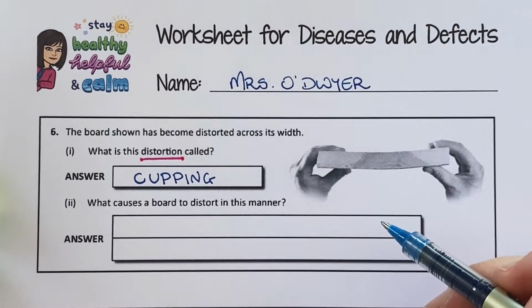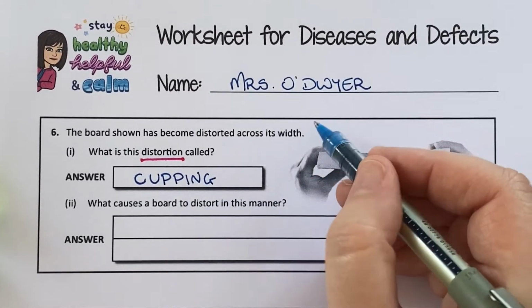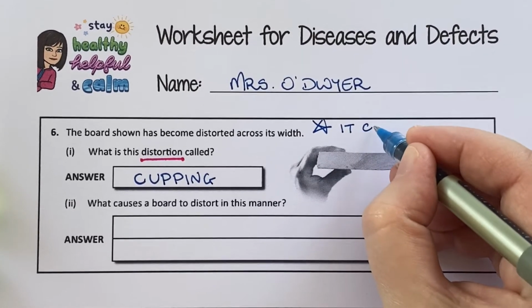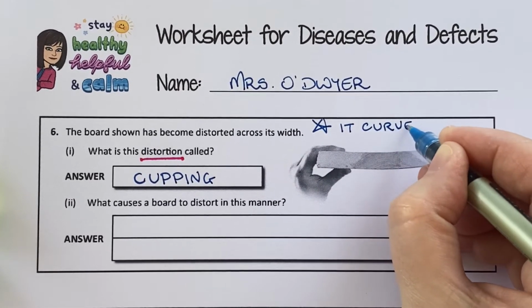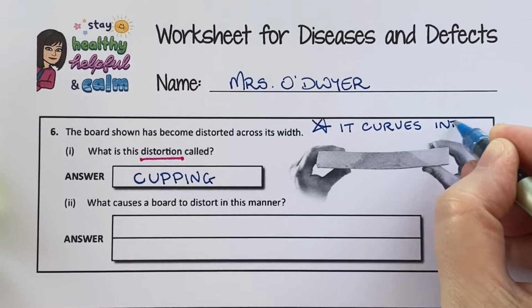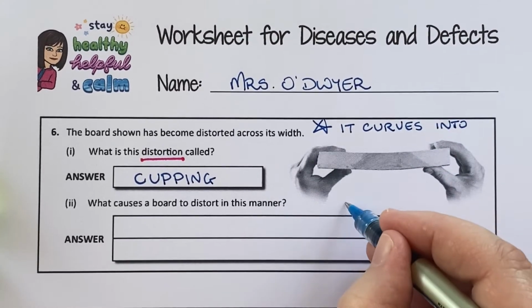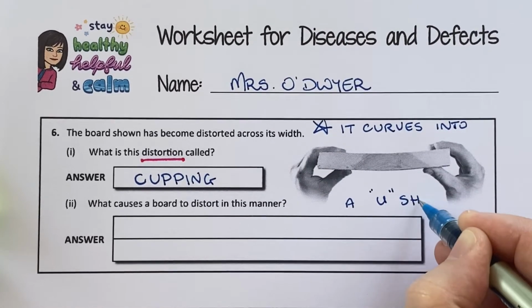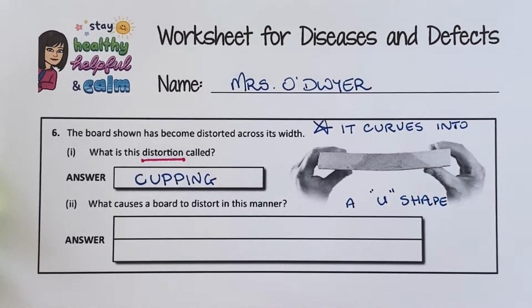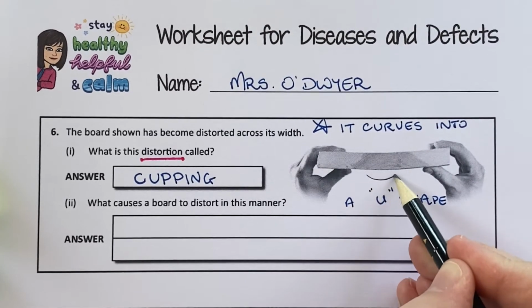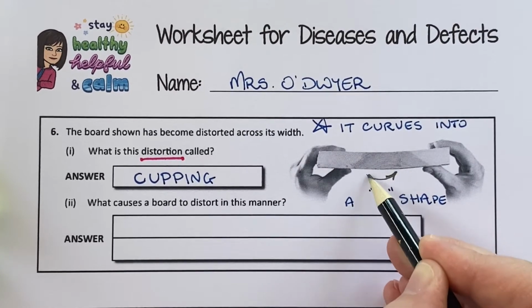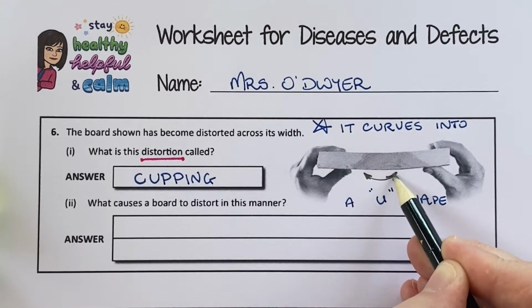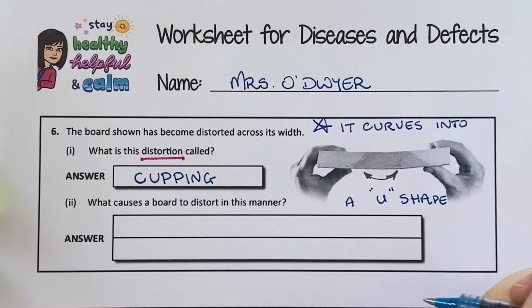The next thing is to write in, well, what does cupping actually mean? Well, it means that it curves into a U shape. So you can see it there, look. The board is cupping up like that into this U shape, cupping, shape of a cup. It's no coincidence that it's called cupping. So, into a U shape.